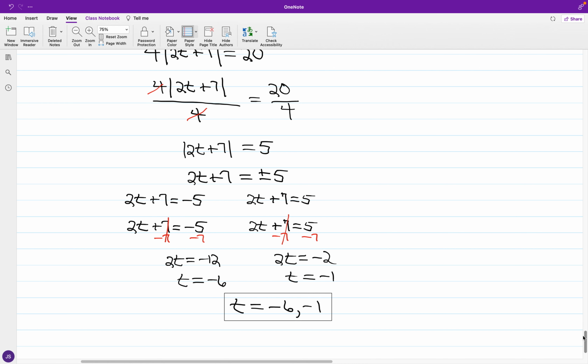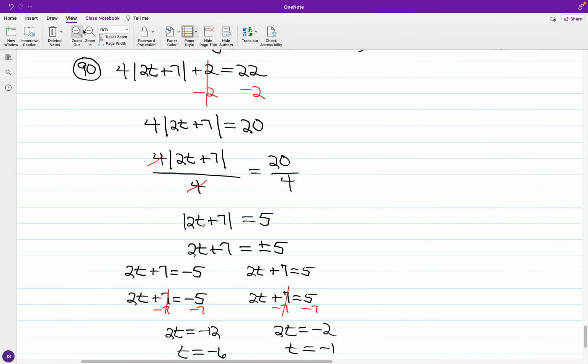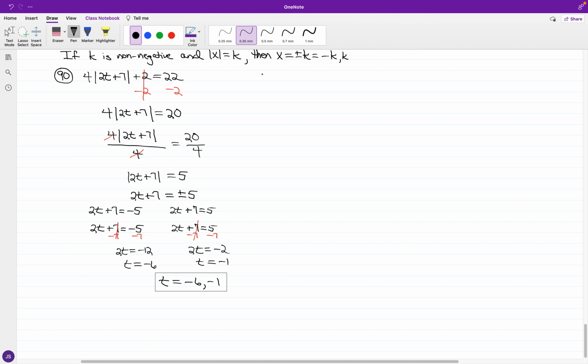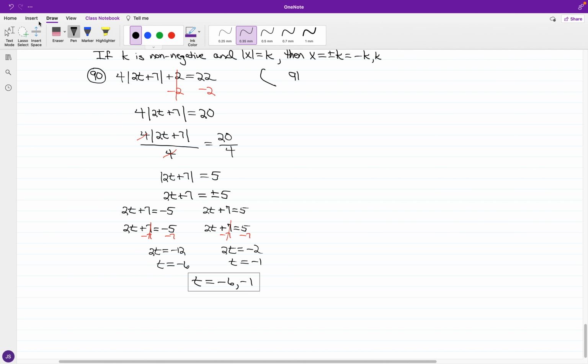Right. Now, for the next absolute value equation, number 91, this one is potentially a little bit tricky, and we're solving in terms of the variable c. Right now we have negative 3 is equal to the negative of the absolute value of c minus 7, plus 1.